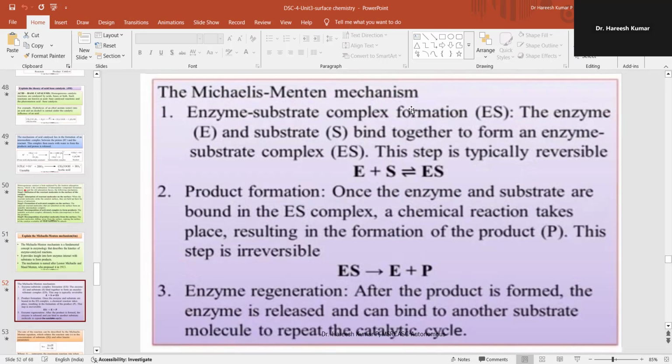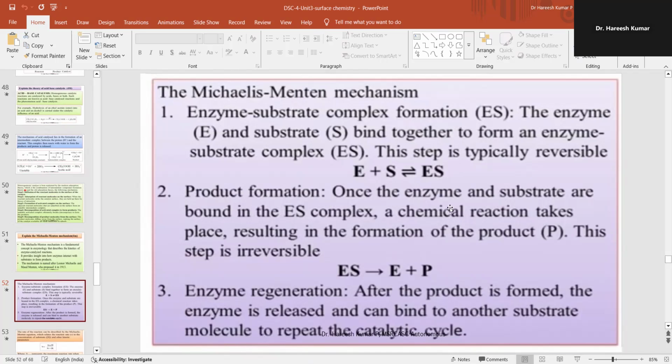So the Michaelis-Menten mechanism, enzyme substrate complex formation. The first step is the enzyme substrate complex formation, that is the ES complex. The enzyme E and the substrate S bind together to form an enzyme substrate complex ES. This step is typically reversible. E plus S gives rise to ES.